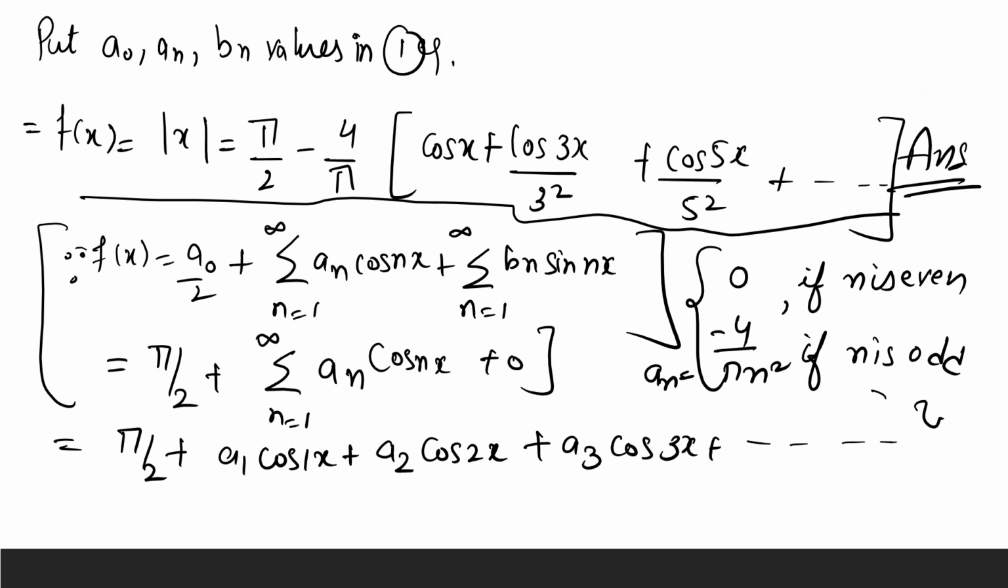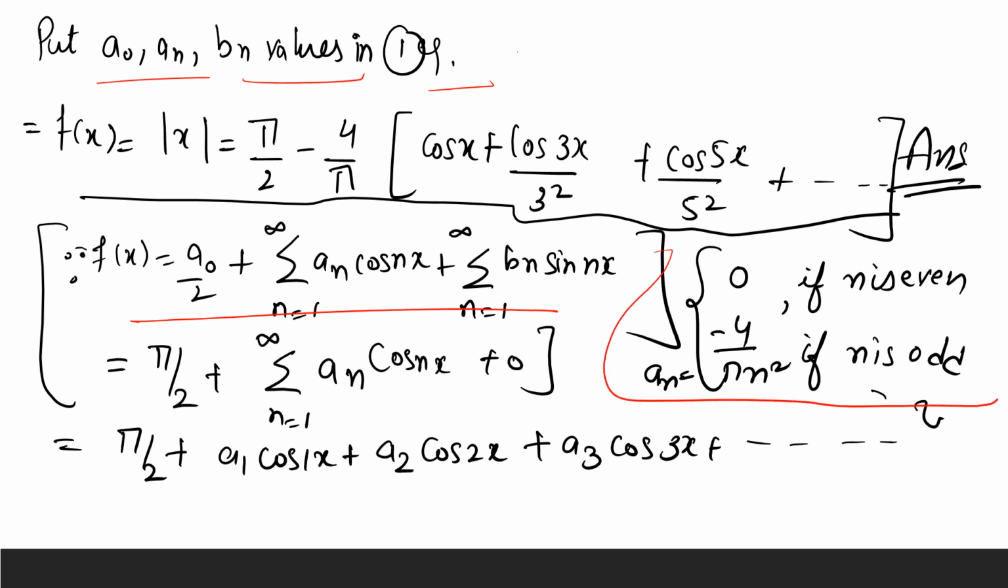Next, we will put a naught, an, bn values in the first equation. And when we put a naught, an, bn values, you know that this is the first equation. And an value is this. We solved already. Bn is 0, you know that. So bn, this term will not be in the answer. So only a naught. A naught by 2, that will be pi by 2.